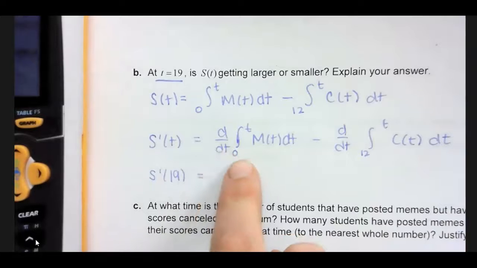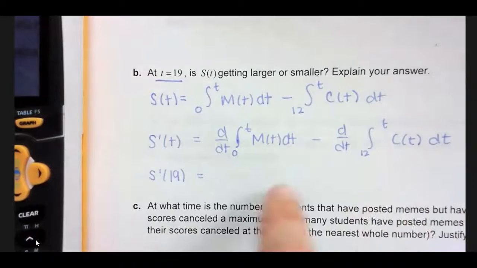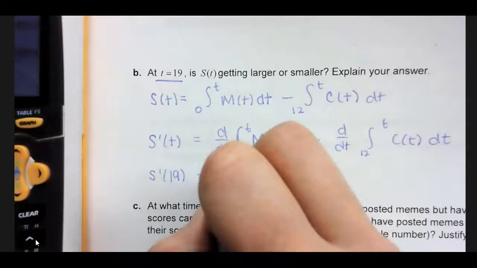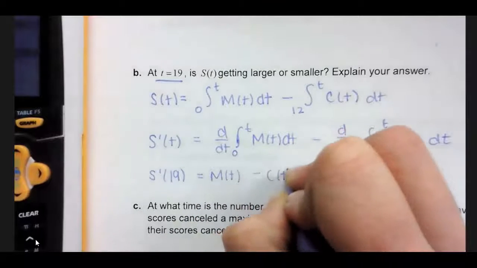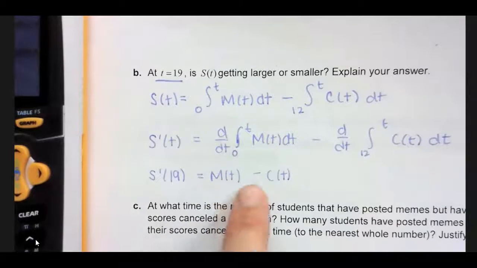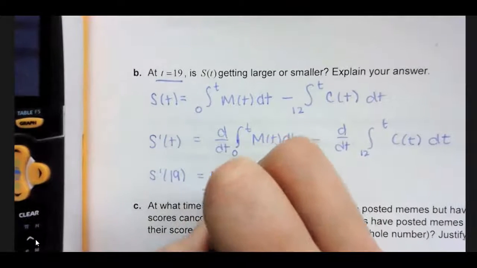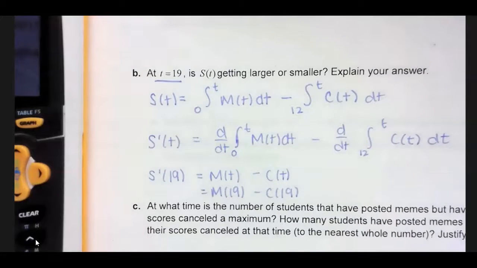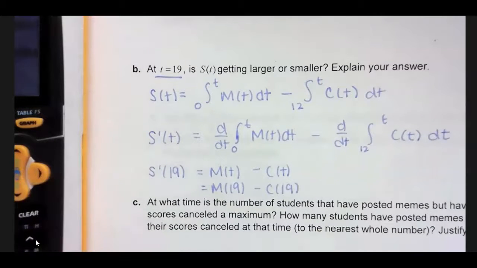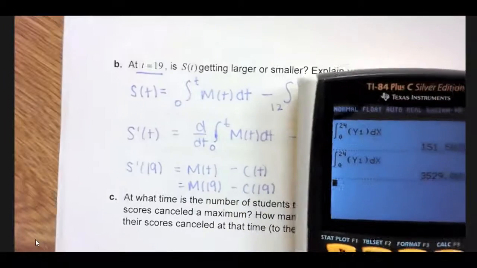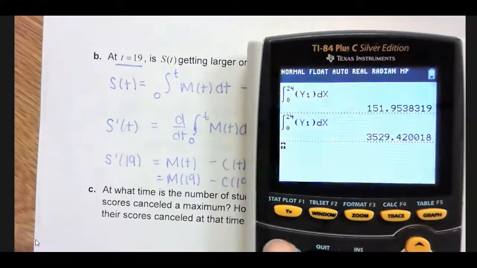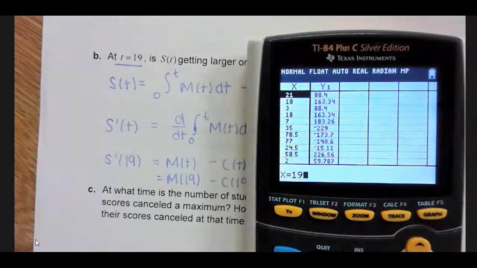So the derivative of the integral becomes that value. So that became m of t minus c of t. But then we're looking at these at 19. So that's like m of 19 minus c of 19. And now you can see why it was helpful to keep m in my calculator. Because what I can do now is just go over to my table and type in 19.